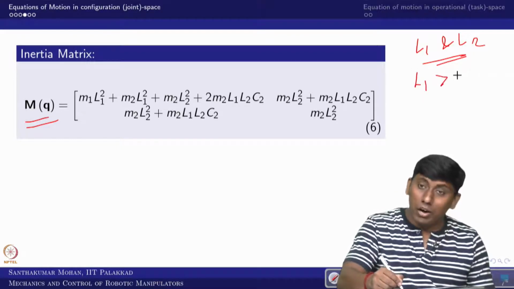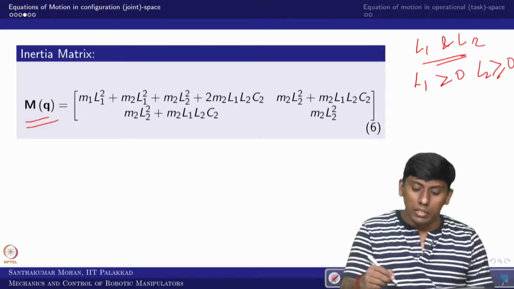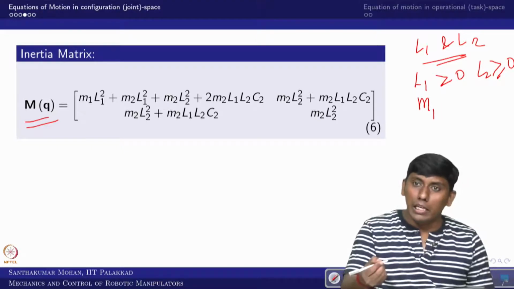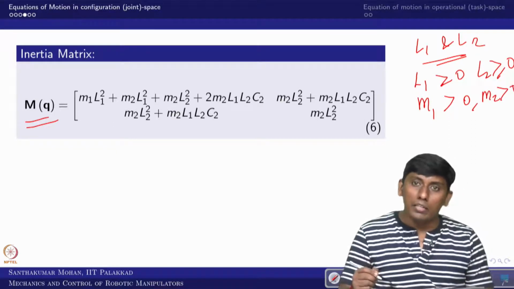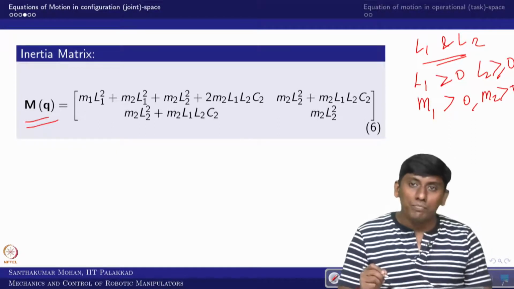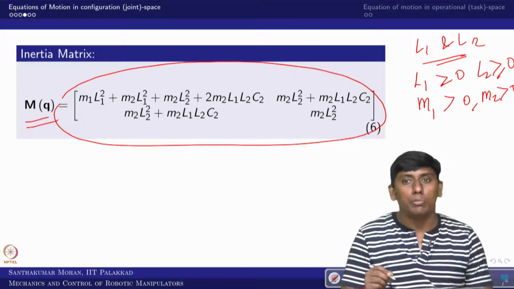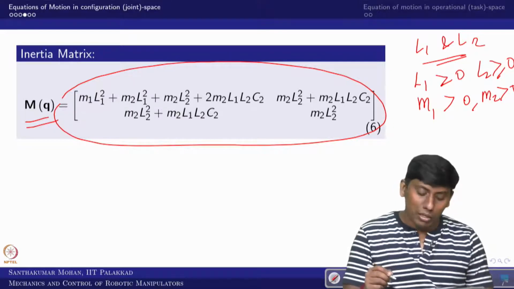L1 is greater than or equal to 0, L2 is also greater than or equal to 0, and mass cannot be 0, right? If you have a link, that cannot be 0, in the sense M1 is greater than 0 and M2 is also greater than 0, and you substitute all these. So what one can see is this matrix is definitely going to be positive definite, which we will see on the numerical simulation side.